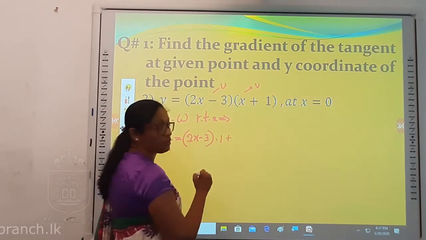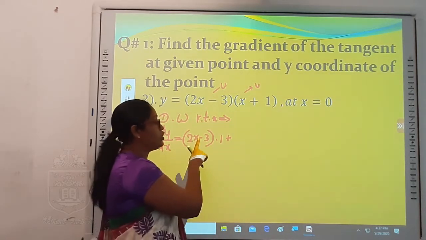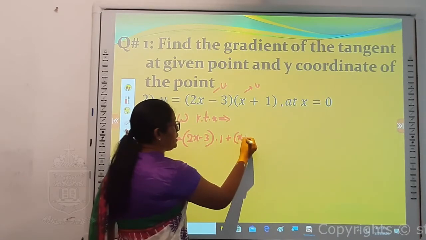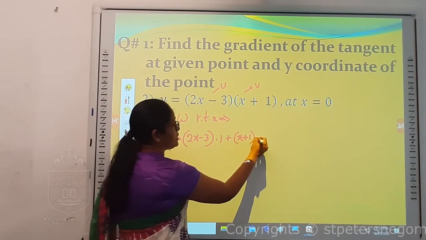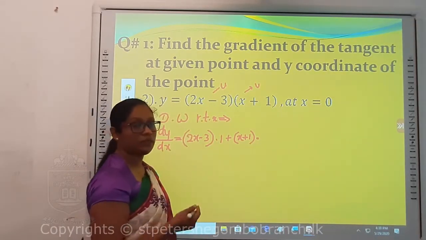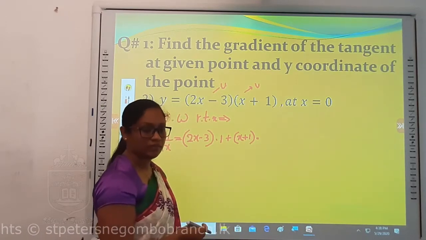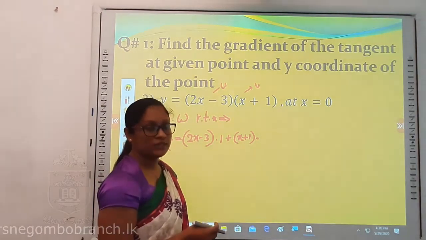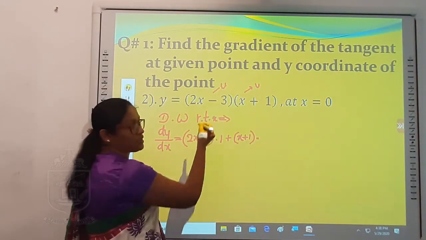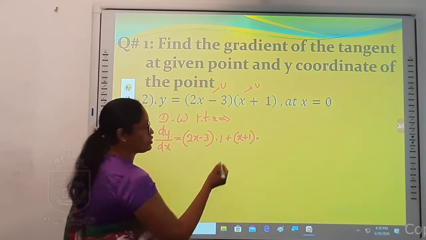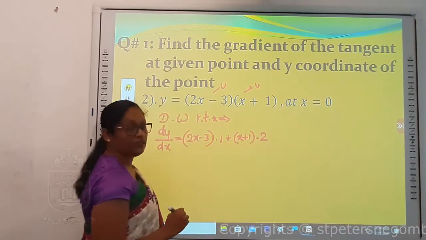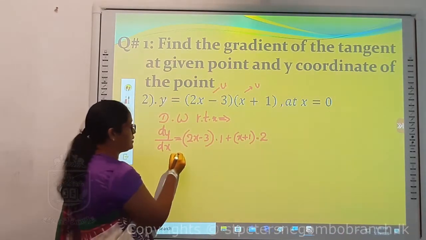And then plus, according to the product rule, I have written here u dv, and the next one is v du. v means x plus 1, and then we differentiate the u function with respect to x. d of 2x over dx means you can take the 2 out of the derivative, and 2 times dx over dx, and you know that dx over dx is 1. So the answer is 2, and this part is a constant, so its derivative is 0. So the derivative of the u function is 2, right? So the differentiation is finished. I will just simplify this.